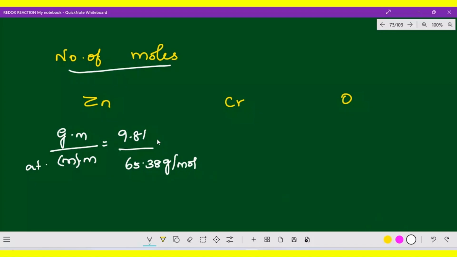So what is here? Gram only, so gram will be cancelled. So you will be getting around 0.15 mole. For the zinc, you are getting 0.15 mole.